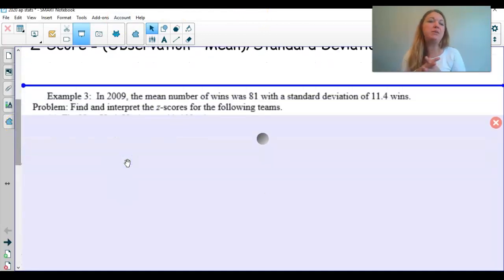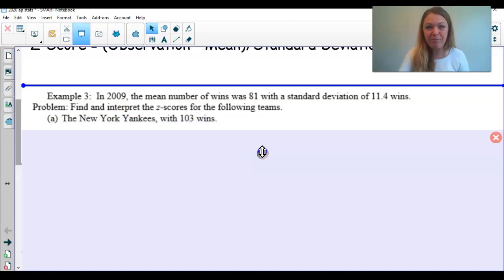So we have our first problem here. Example 3, in 2009, the mean number of wins was 81 with a standard deviation of 11.4. This is for Major League Baseball, I believe, okay? Find and interpret the Z-score for the following teams. AP World is really big on the interpreting because they want to know that you're not just a number cruncher, that you actually understand the concept behind it. So that's my job, to help you understand that, because I know a lot of you are great number crunchers already. Okay, so the New York Yankees had 103 wins.